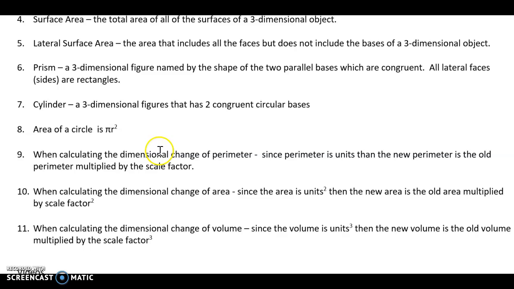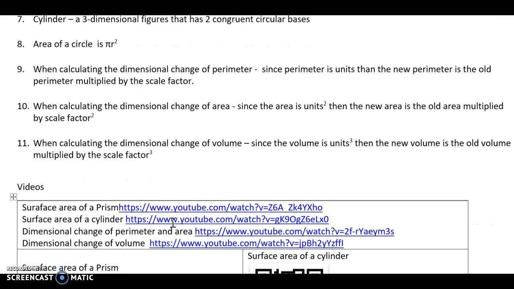When calculating the dimensional change of perimeter, since perimeter is in units, the new perimeter is the old perimeter multiplied by the scale factor. When calculating the dimensional change of area, since I label the area in units squared, the new area is the old area multiplied by the scale factor squared. When calculating the dimensional change of volume, since the volume is labeled with units cubed, the new volume is the old volume multiplied by the scale factor cubed.